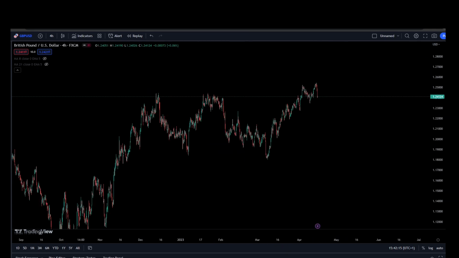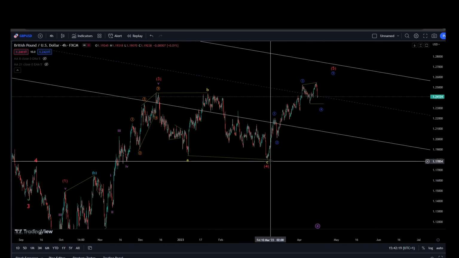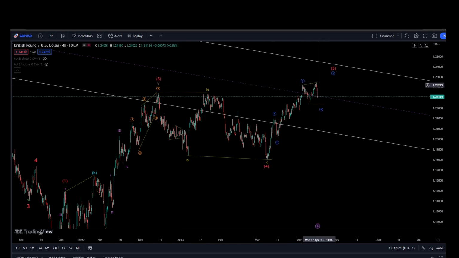Let's go into pound dollar. I did say last week that we are getting an A, B and a C wave right here.